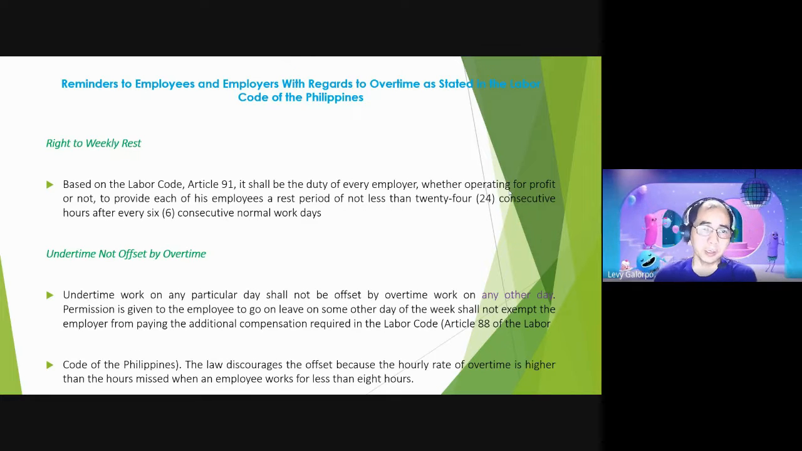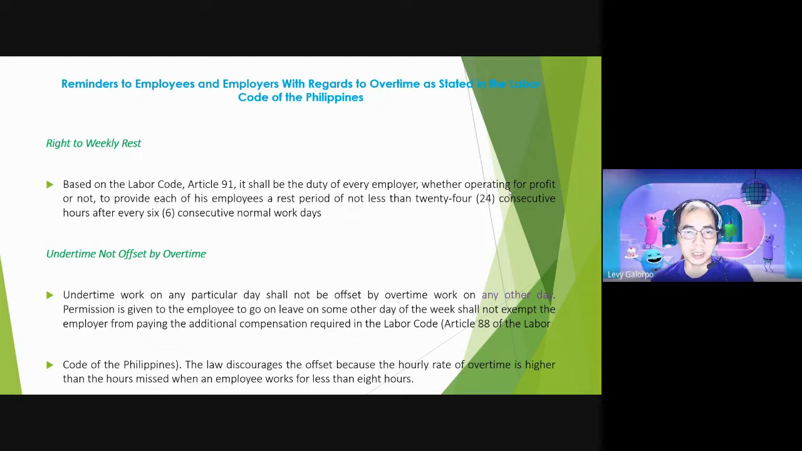Right to weekly rest. Based on the Labor Code, Article 91, it shall be the duty of every employer, whether operating for profit or not, to provide each of his employees a rest period of not less than 24 consecutive hours after 6 consecutive normal work days. Ibig sabihin, sa 7 days, meron kang isang araw na bakasyon or rest at hindi bababa sa 24 hours.